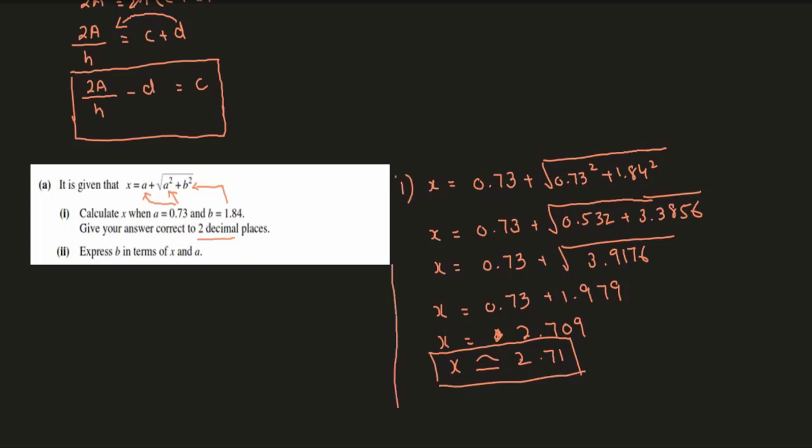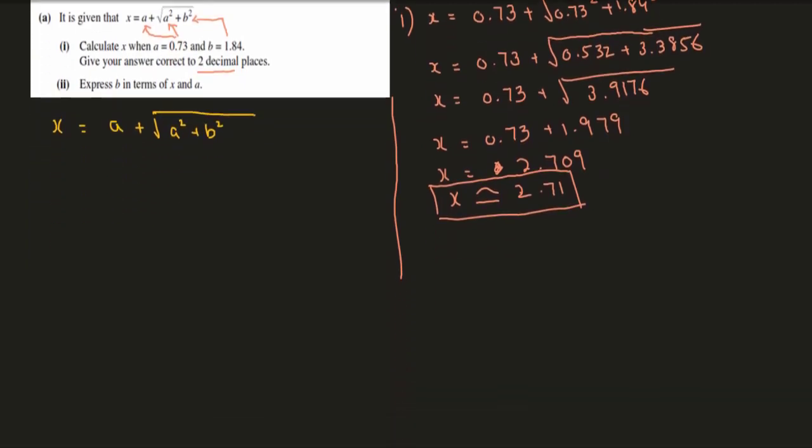Okay, now let's move on to part 2. For part 2, I have to express b, so it means that I have to make b the subject. We can see that b is right inside that square root, which is a very difficult spot from which to isolate it. So let me just write down the equation first. x is equal to a plus square root of a square plus b square. Let me scroll down a little bit.